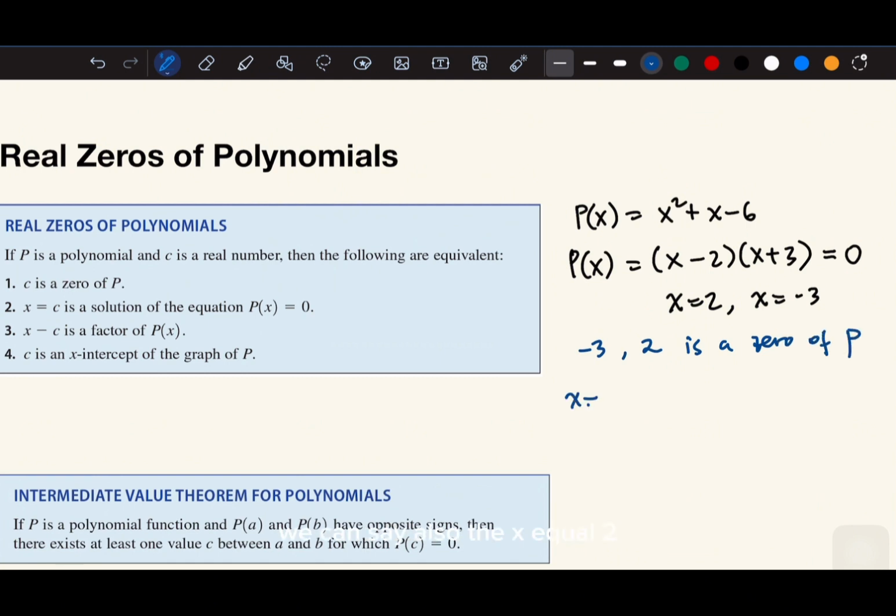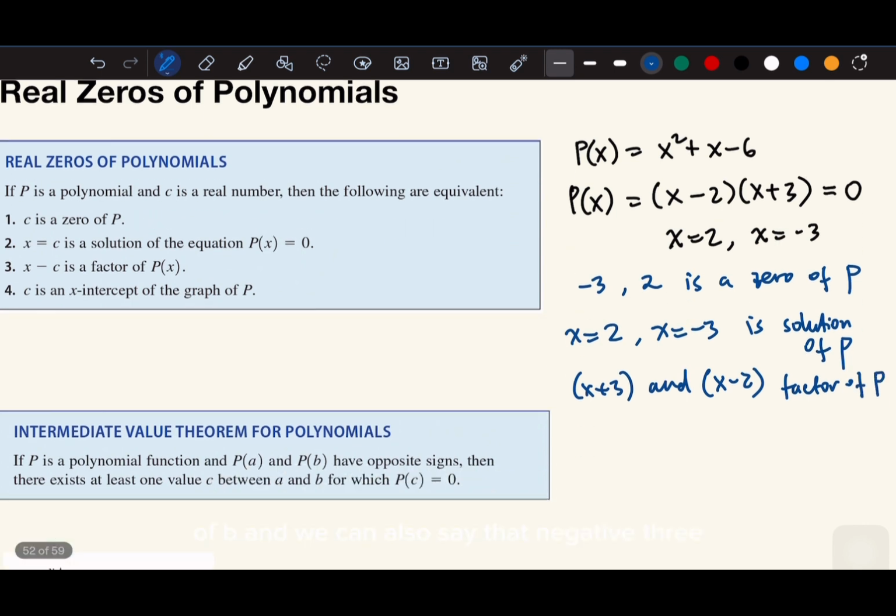We can say also that x equals 2, x equals negative 3, both are solutions of p. And then x plus 3 and x minus 2, they are factors of p. And we can also say that negative 3 and 2, they are x-intercepts of p.